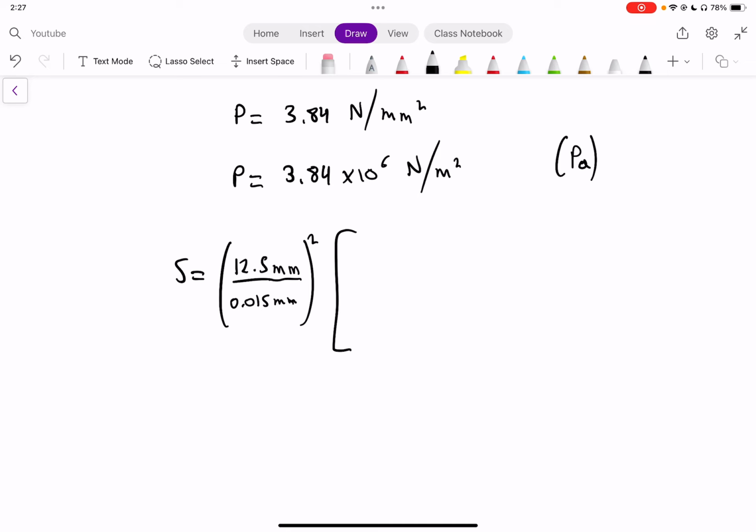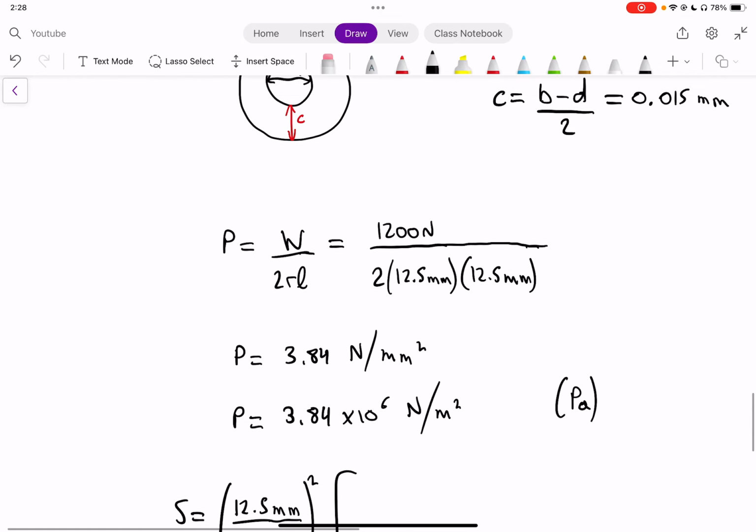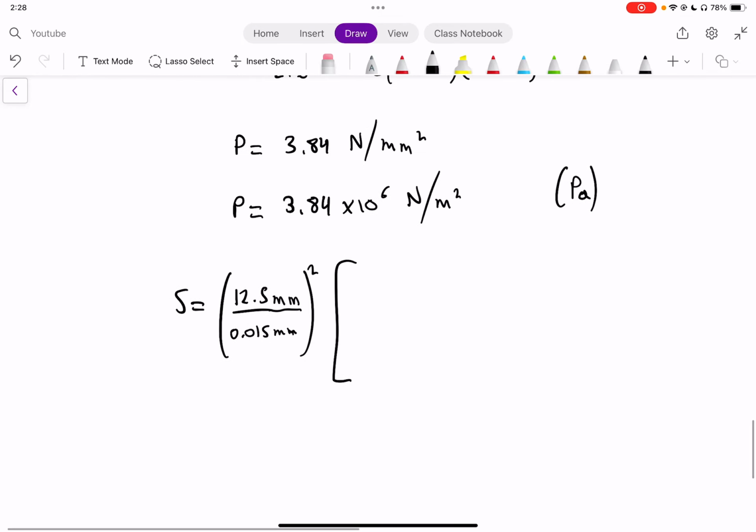Then we have mu times N over P. So mu is given in our problem as millipascal seconds. So we're going to convert that to Pascal seconds just so it's easier. So instead of writing millipascal seconds, we're going to write 55 times 10 to the minus 3 Pascal seconds.